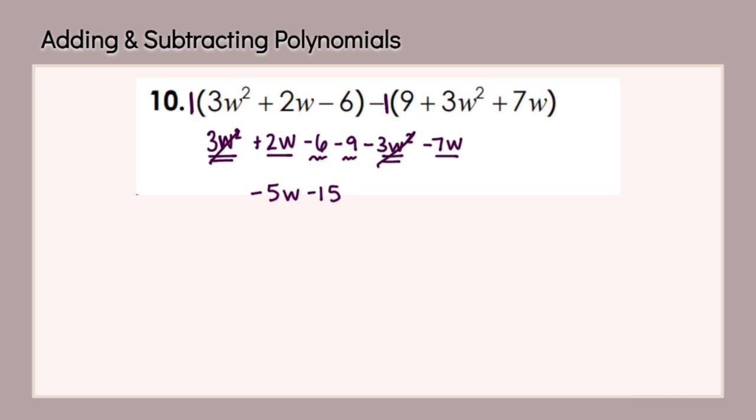Now you'll notice in our instructions, it also asks us to classify our solutions. So the degree of this polynomial is 1 because that's the highest exponent. So this is a linear binomial because there are 2 terms, 1, 2. So a linear binomial is the classification for this one.